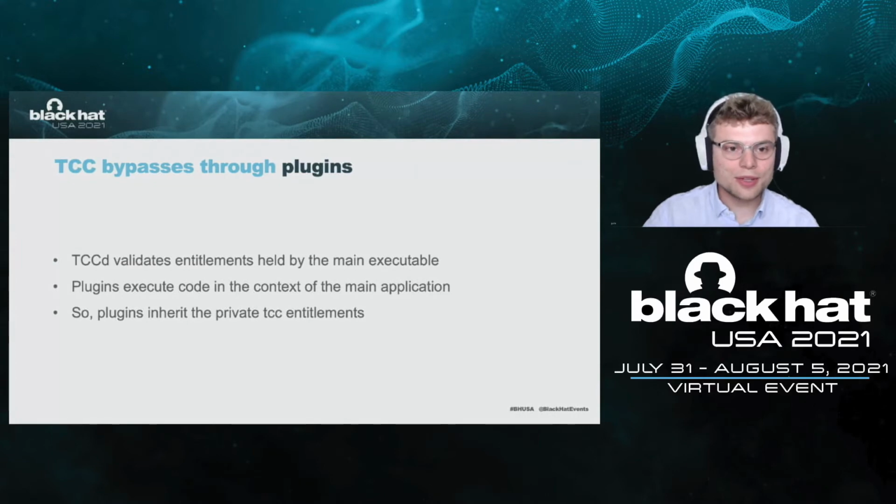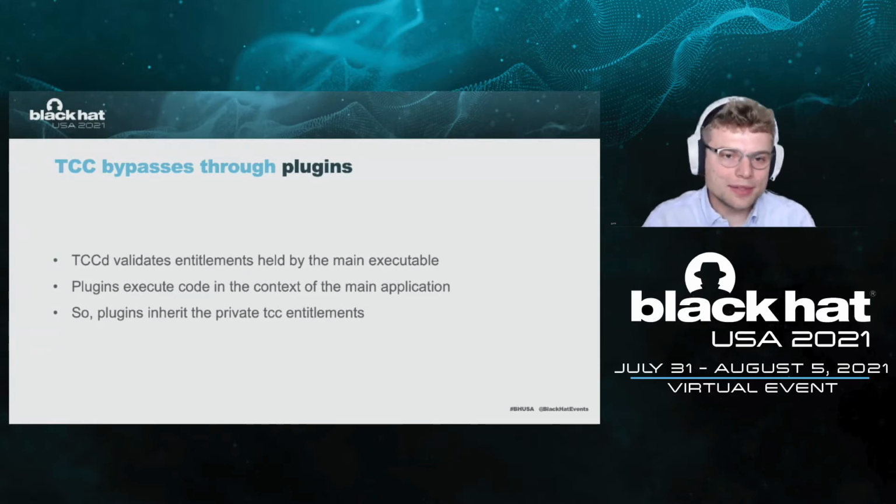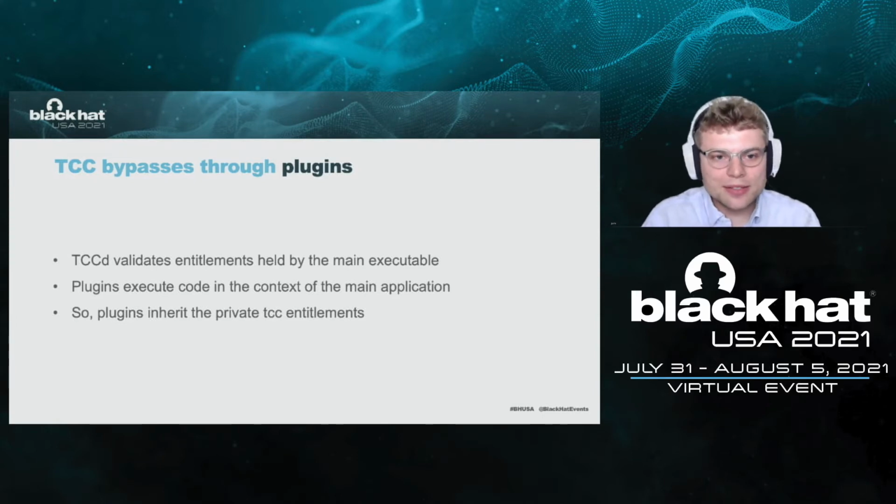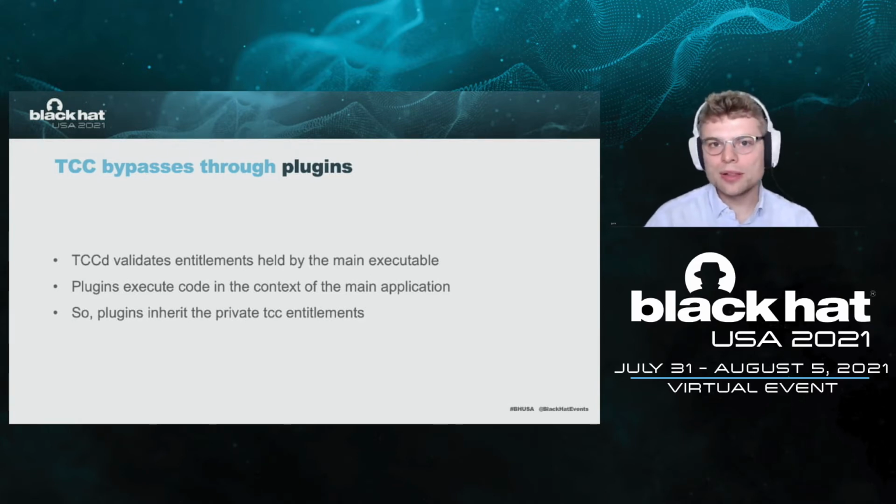All right, so the first group of vulnerabilities that we wanted to show you are TCC bypasses via plugins. The problem with TCC is that it validates the entitlements held by the main executable. So if you have applications or sub-applications that are executing their code in the context of the main application, they will inherit the private TCC entitlements or the TCC permissions granted to the main executable.